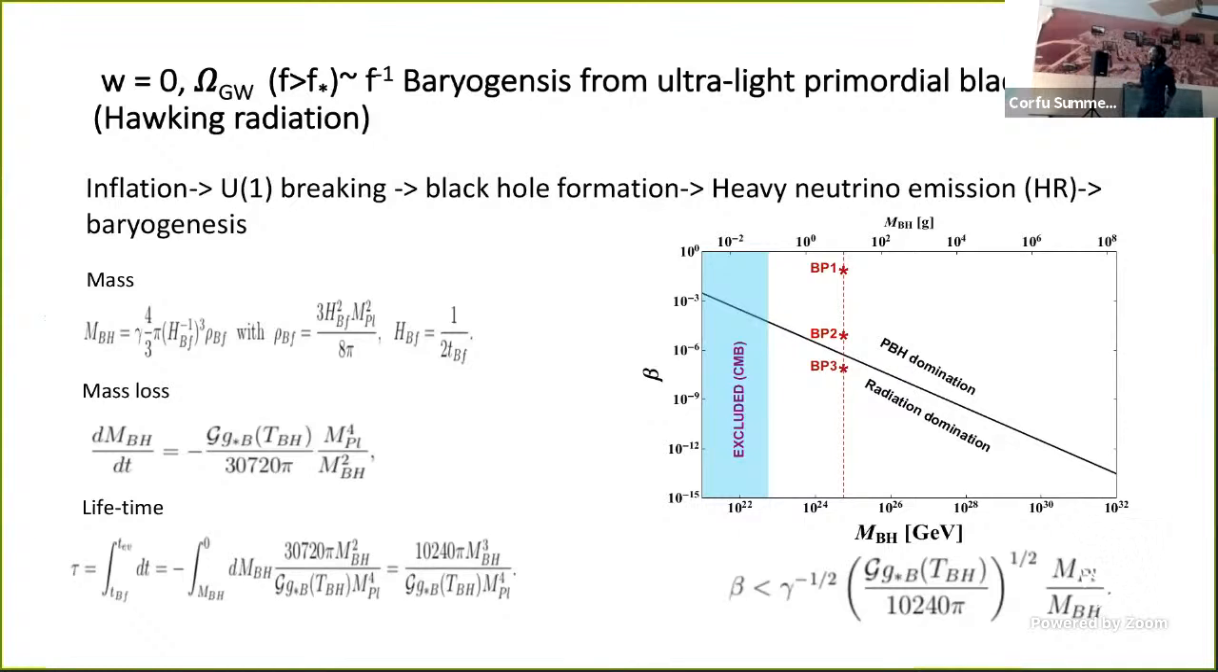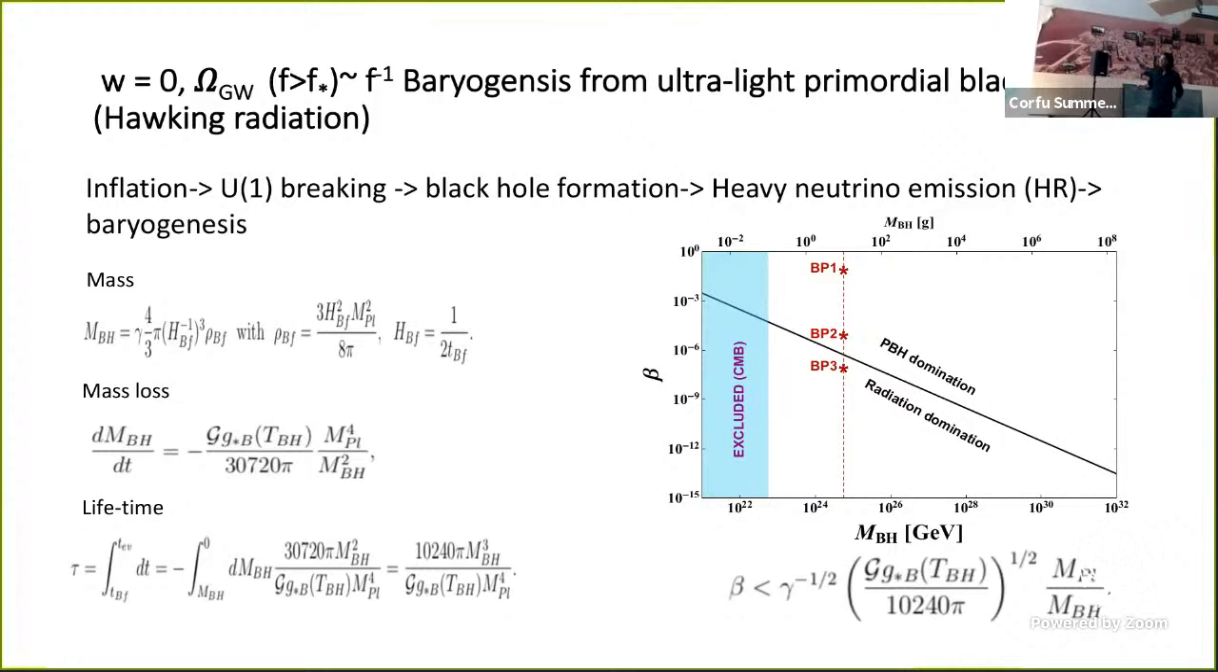So this is the scenario of matter domination, where we consider U(1) symmetry breaking before a scenario like black hole formation, and those right-handed neutrinos are getting produced by Hawking radiation. So these are some key formulas you can look at, but the key point is, if you produce black holes in the early universe, they can dominate.